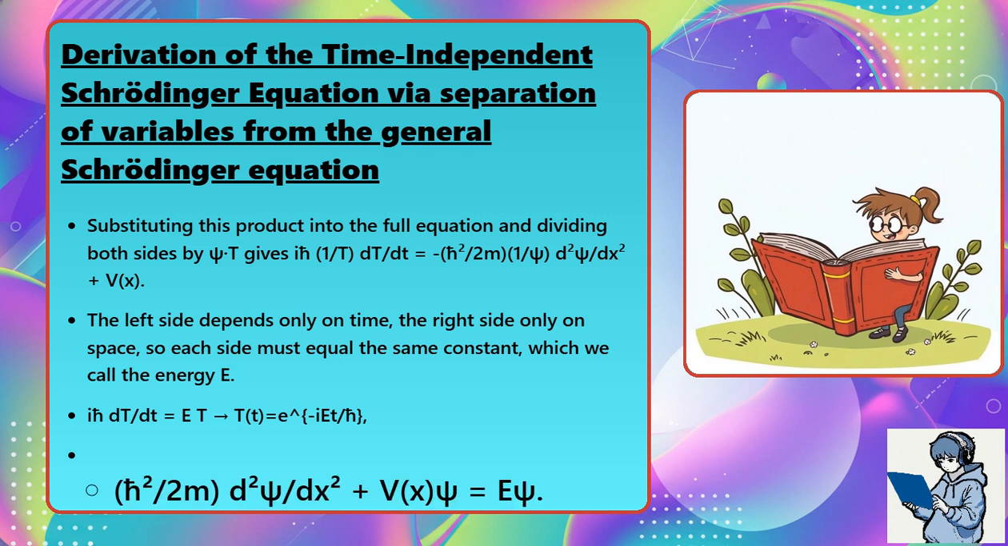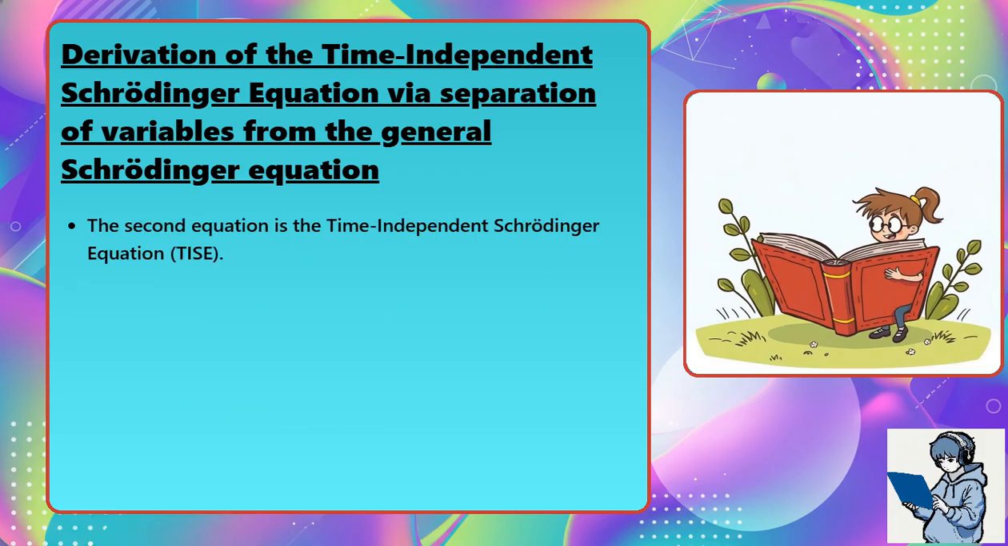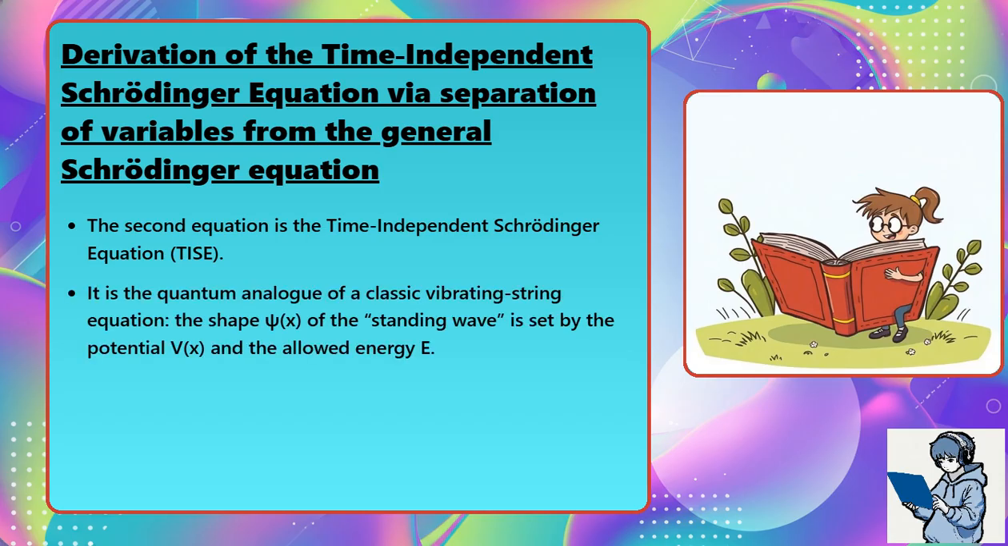Negative ħ²/2m d²ψ/dx² plus V(x)ψ equals Eψ. This second equation is the time-independent Schrödinger equation, abbreviated TISE. It is the quantum analog of a classic vibrating string equation. The shape ψ(x) of the standing wave is set by the potential V(x) and the allowed energy E. A helpful analogy is a guitar string fixed at both ends.